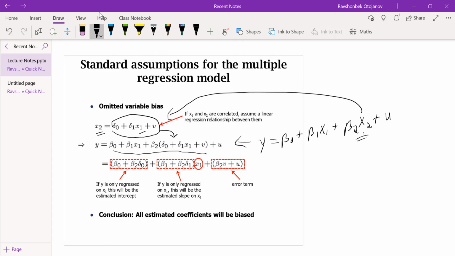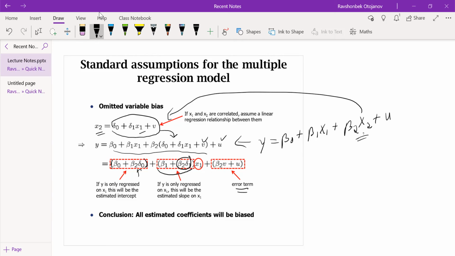If you open the bracket by multiplying beta 2 through, then you have beta 2 times delta 0. That's a constant, which is now a part of the original constant. So now this is a composite constant. And then you have beta 2 times delta 1 x1. If you collect the similar x1 terms, then you get beta 1 plus this, so this is beta 1 with a bit of bias. In this case, this is the bias amount. And with v and u being error terms, beta 2 v plus u gives us a composite error here.